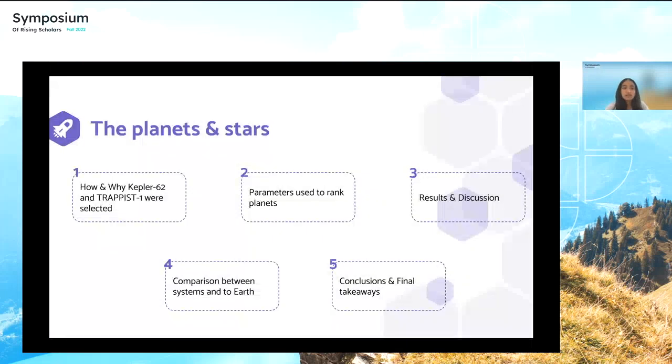So there were 5 main sections of my paper. How and why Kepler-62 and TRAPPIST-1 were selected, the parameters used to rank these planets, results and discussion, comparison between systems and to Earth, and conclusions and final takeaways.